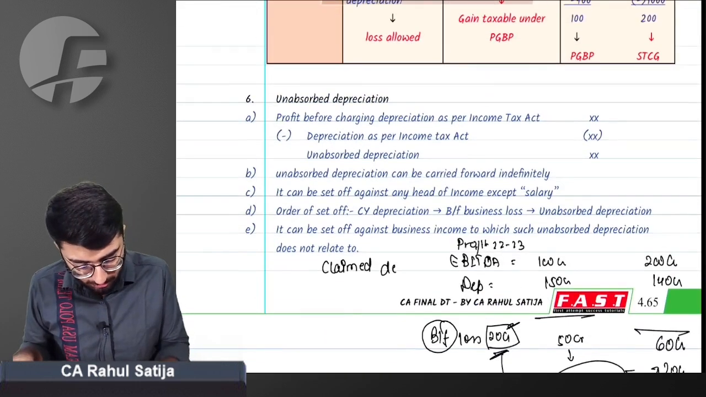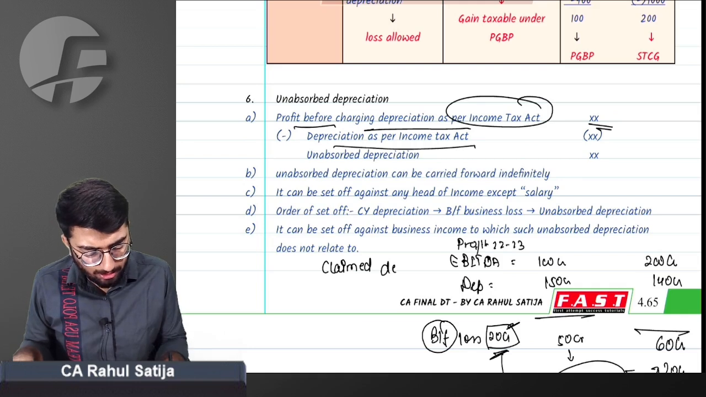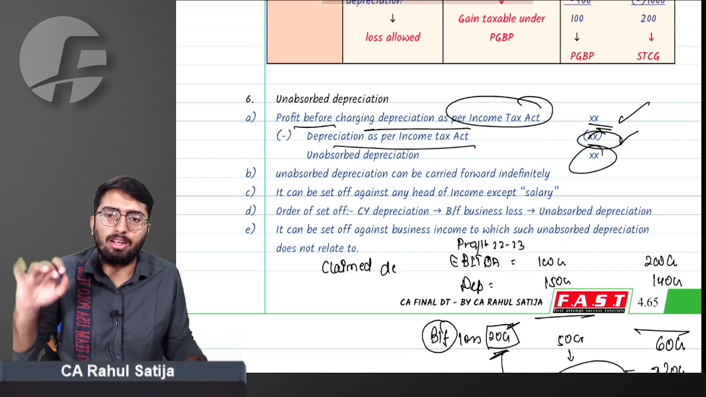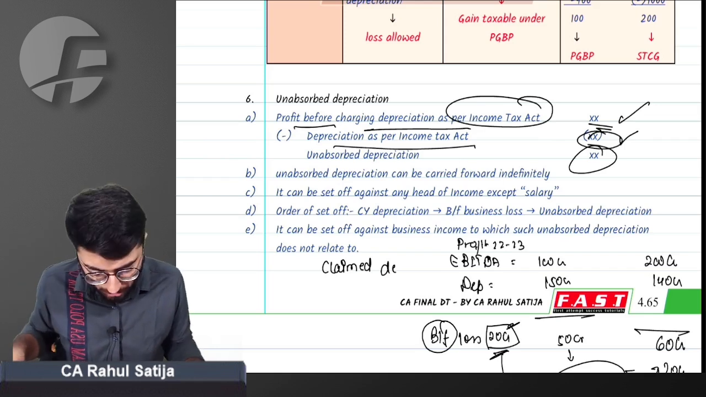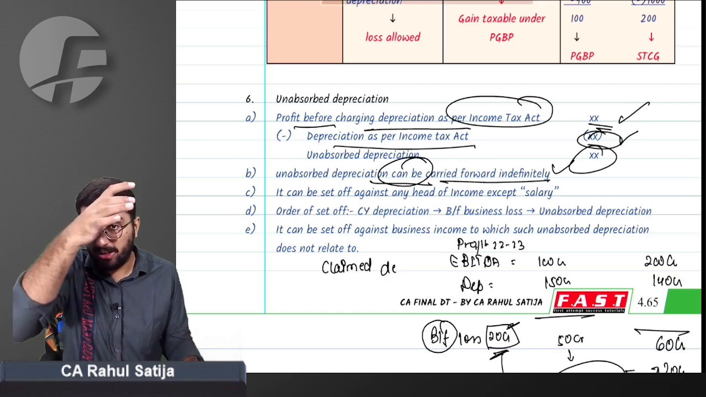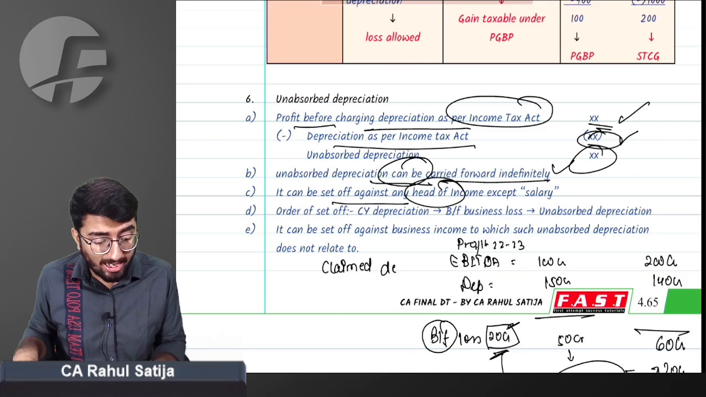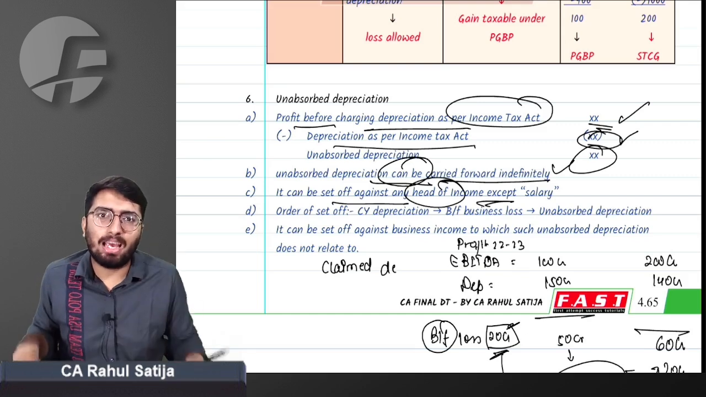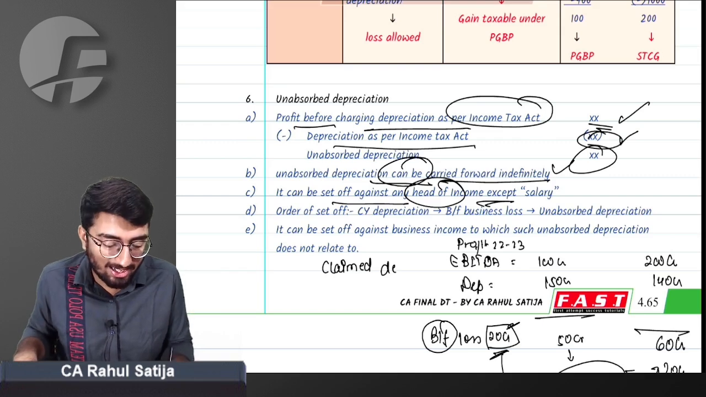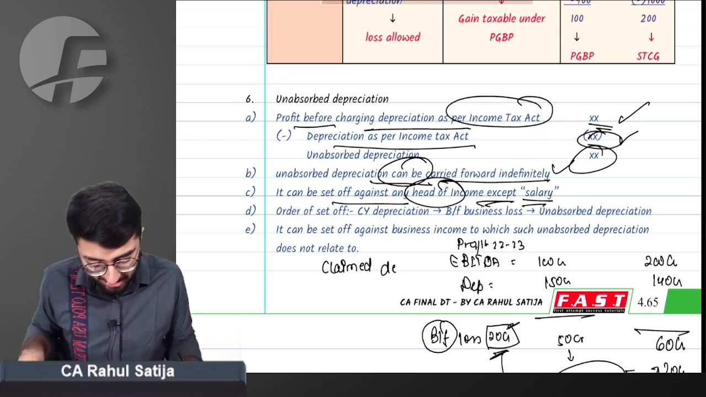Read this along with me. Profit before charging depreciation as per Income Tax Act. Depreciation as per Income Tax Act. If depreciation is much more than profit chargeable to tax, then whatever amount of depreciation turns out to be will be unabsorbed depreciation. Unabsorbed depreciation can be carried forward indefinitely, sir. It can be set off against any head. You can set off against capital gain head. You can set off against IFOS. You can set off against salary? No, sir, you cannot set off against salary.